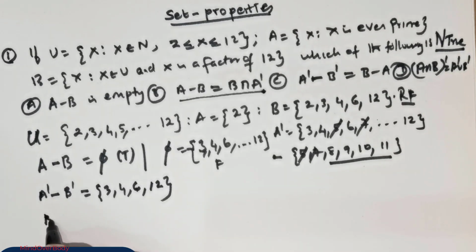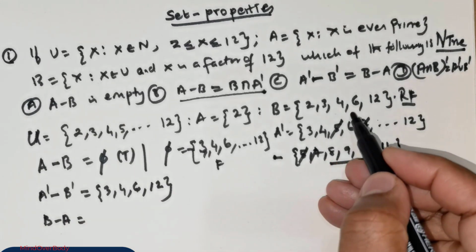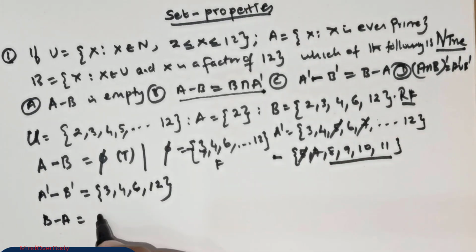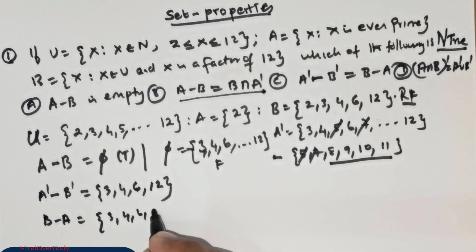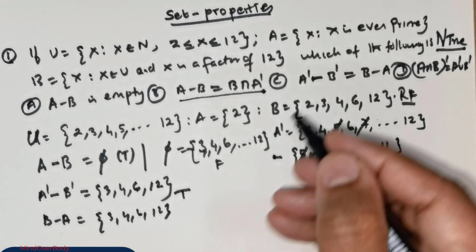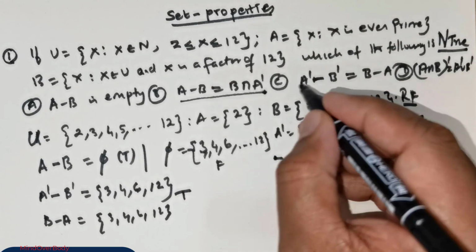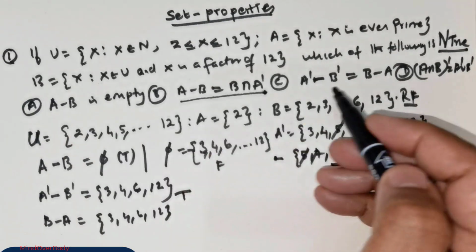So let us check it one more time. Okay, now let us check B difference A. Now from B you take away A. So what do you get? If I were to take away A, I would have 3, 4, 6 and 12. So this is a true relationship. So we don't need this. We don't need this. We don't need this.